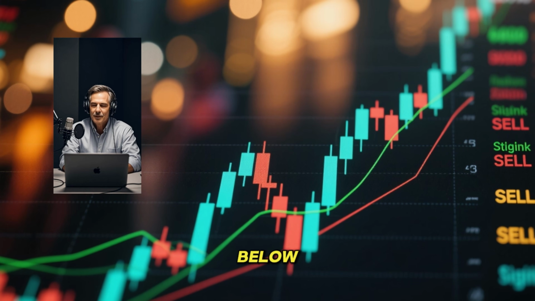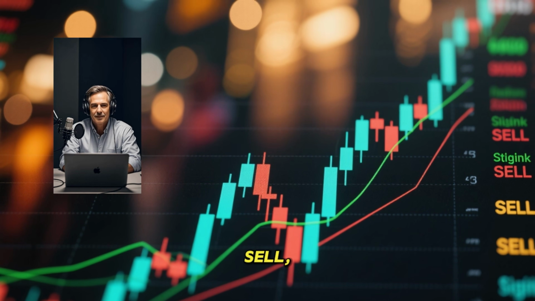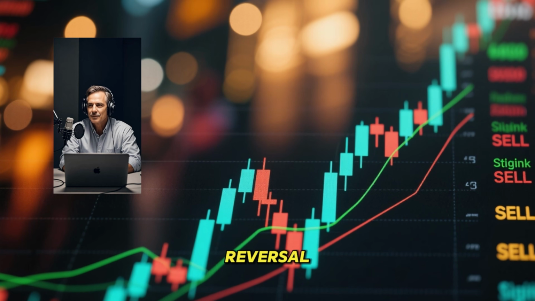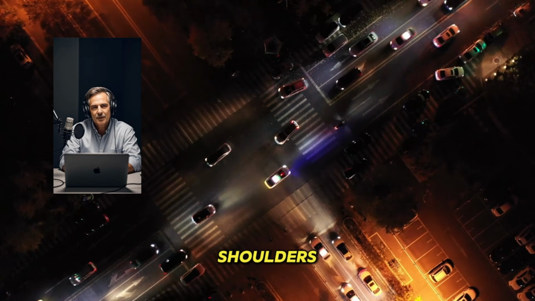When the price breaks below the neckline after forming the right shoulder, it's a strong signal to sell, as it indicates a major trend reversal from bullish to bearish. The opposite of this is the inverse head and shoulders.